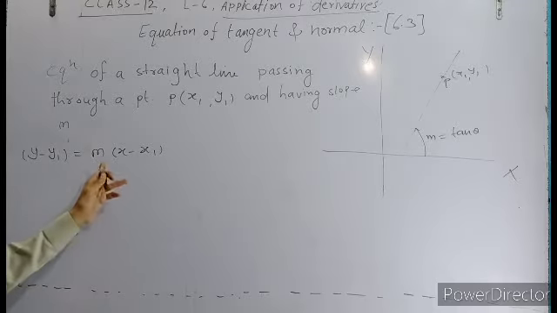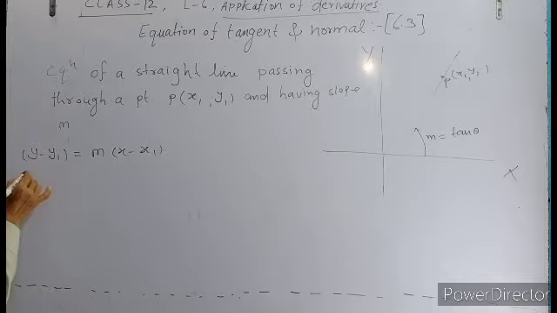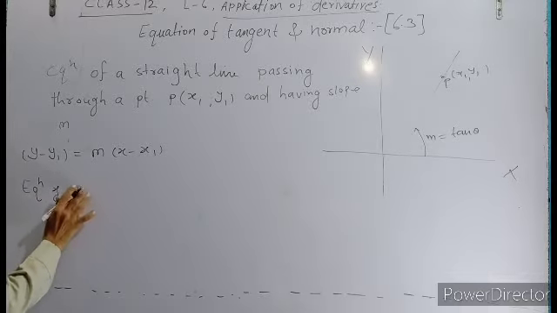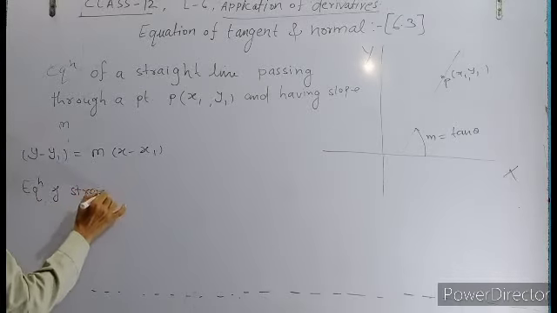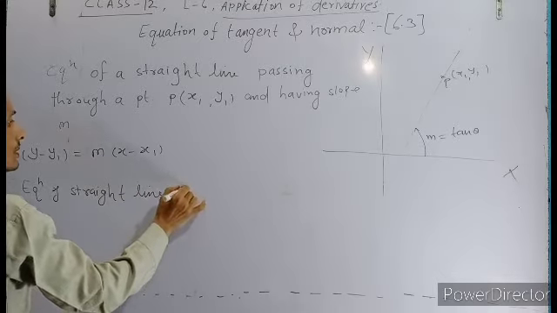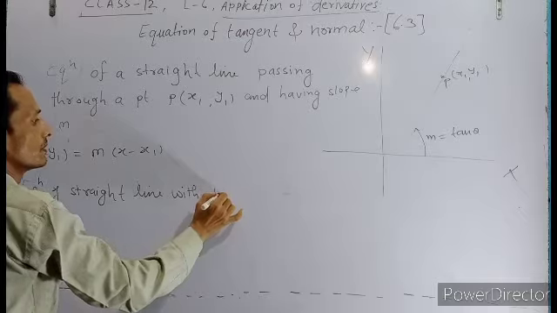If you are given two points, how can we find the equation of a line passing through two points? Equation of a straight line with two points.